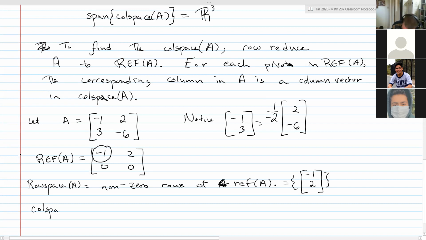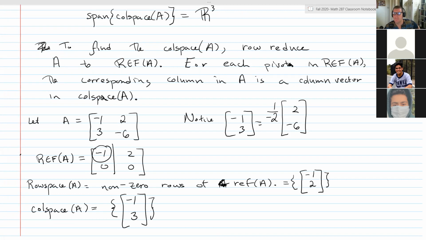So for my column space, I'm going to eliminate that one. I'm going to just take the one where I have a pivot, -1, 0. So the column space of A is going to then equal -1, 3. So I'm going to go back to the original matrix A, and I'm going to plug in my vector there. Questions? We'll do a couple more examples of this. Then we'll do some rank nullity.